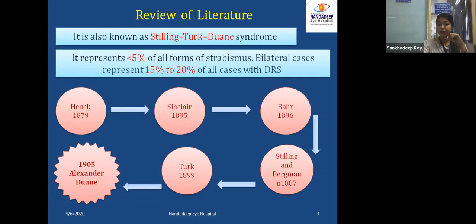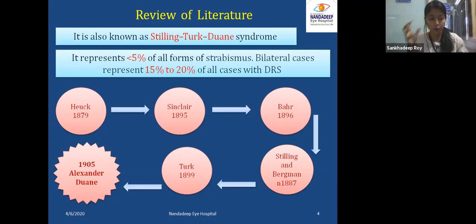But in the year 1905, the scientist Alexander Duane reported a series of 54 cases, giving a detailed description of its clinical features and summarizing the possible etiopathogenesis and management of this syndrome. So as per Alexander Duane, it is named Duane retraction. What is the meaning of retraction? Globe retraction occurs when the globe is displaced deeper within the orbit from its normal position. That means if the globe is socketed over here, and it comes back this way by a small amount, this is the globe retraction.